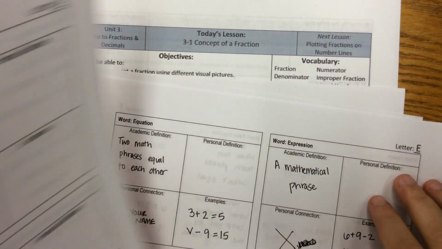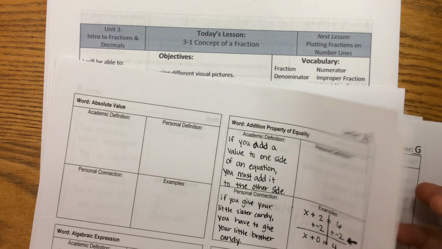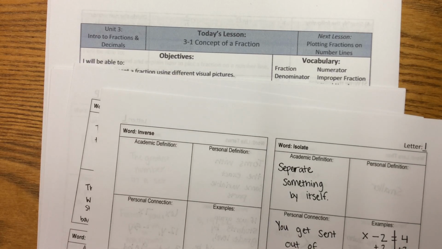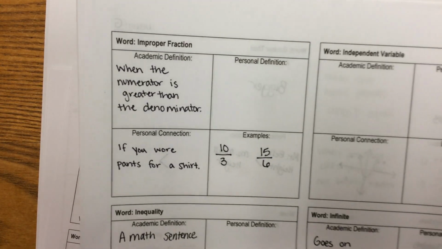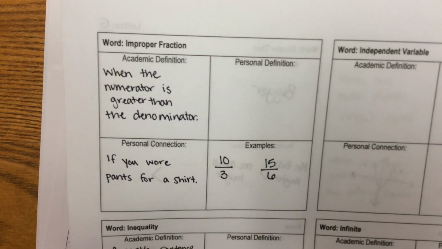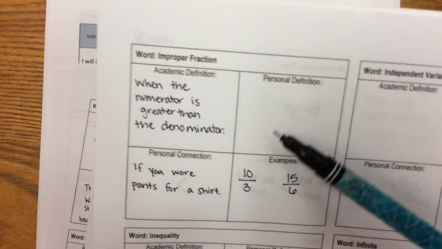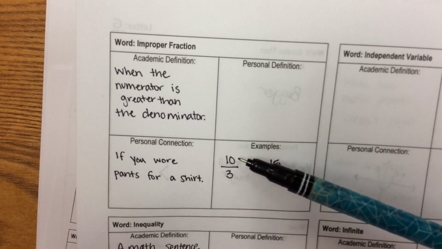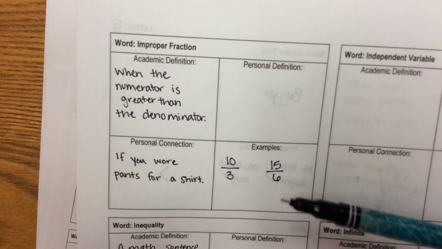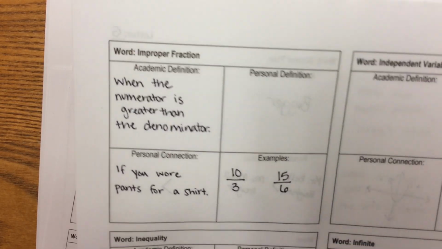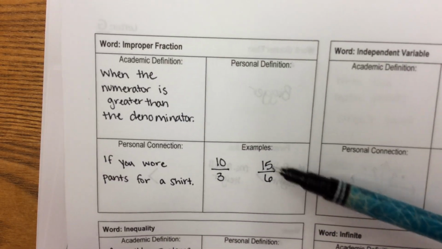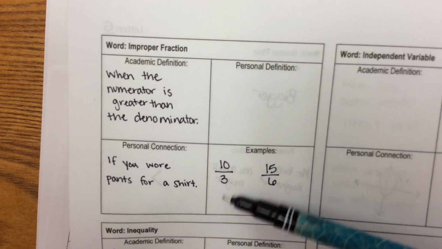All right, next up we have improper fraction, so I. So that is on page 8. It's the first one on page 8. There are 2 I's, remember? So this is the first I page. So improper fraction, when the numerator is greater than the denominator. So here the numerator is 10, denominator is 3. So we have 10/3, 15/6. 15 is bigger than 6. So it'd be kind of like you're upside down. It'd be like if you wore pants for a shirt. That'd be goofy. You're kind of upside down. It doesn't quite make sense. Okay, so improper means it's not exactly the way it should be.